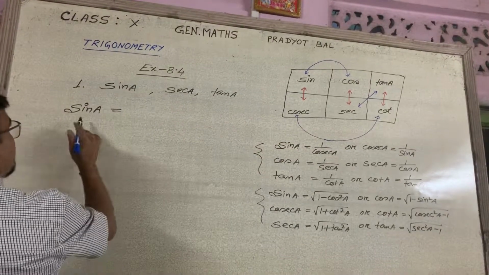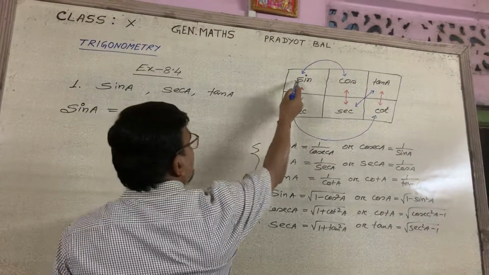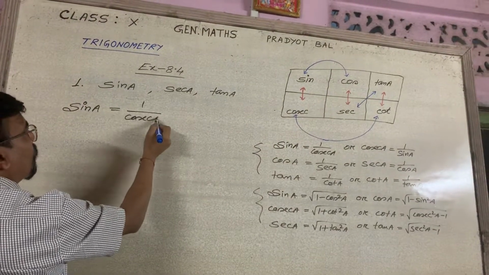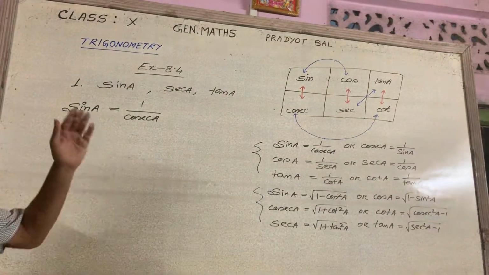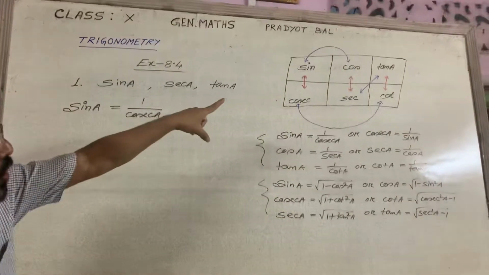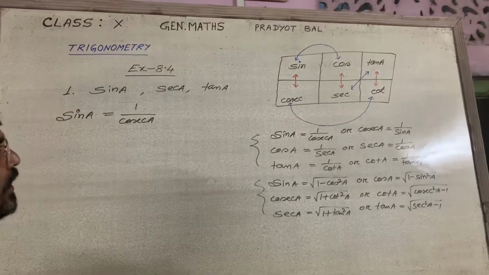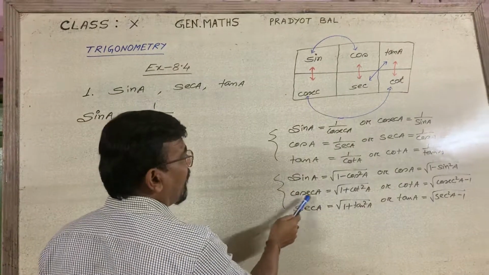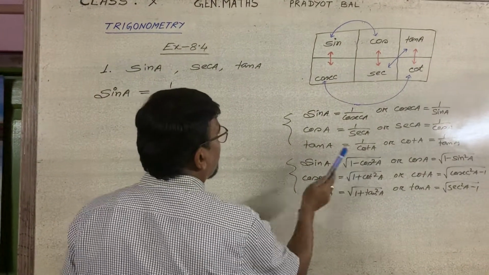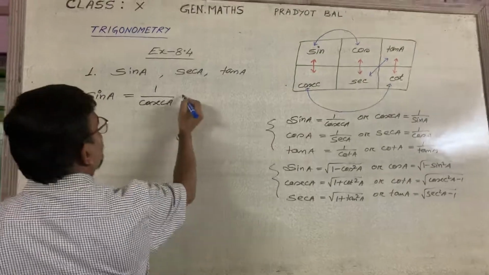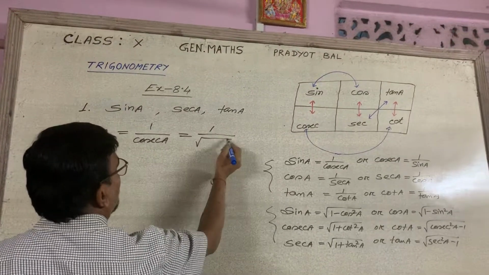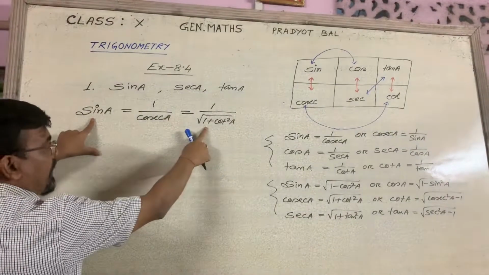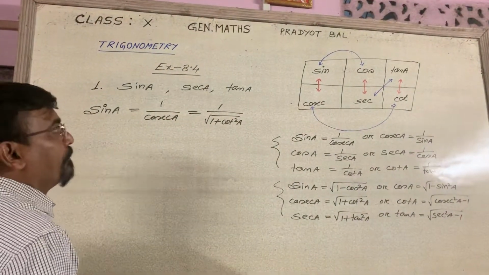So I am writing here sine A is equal to, now what is the relation between sine and cosec? It is red color. Red color means reciprocal. So sine A is equal to 1 by cosec A. From cosec A, we need to move to cot. The relation between cosec and cot is blue color, meaning the three basic identities, and there it is given cosec A is equal to root over 1 plus cot square A. We are just putting the value: 1 by root over 1 plus cot square A. Sine A has been expressed in terms of cot A.